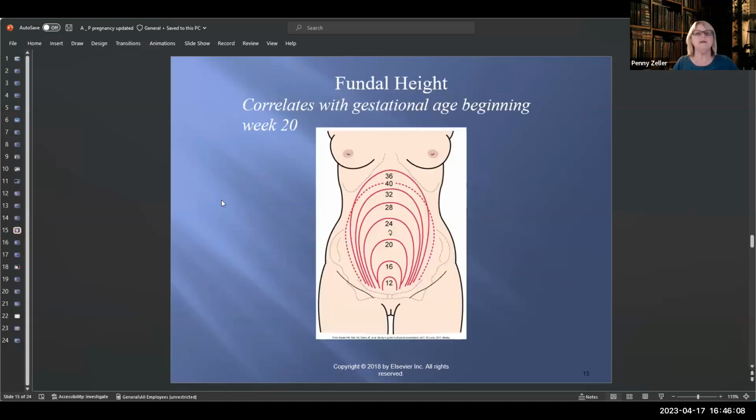So here we go, fundal height. We don't usually measure fundal height until about week 20. What we mean by this is we're taking a tape measure and placing it down here on top of the pubic bone, and we're stretching it till we find the top of the uterus, which is called the fundus. So we do fundal height measurements usually after 20 weeks. At 20 weeks, the top of the uterus should be right there at the belly button. When you palpate the top of the fundus, you can feel it. It's firm. It's right at the belly button at 20 weeks.